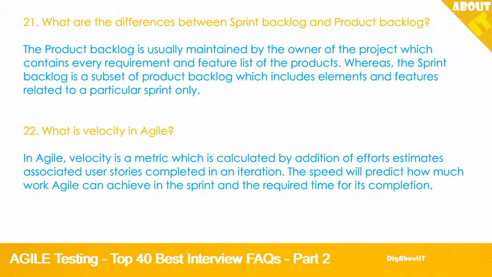22. What is velocity in Agile? In Agile, velocity is a metric which is calculated by addition of effort estimates associated with user stories completed in an iteration. The speed will predict how much work Agile can achieve in the sprint and the required time for its completion.